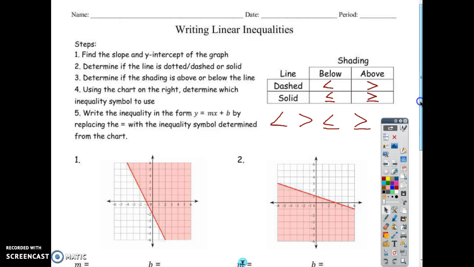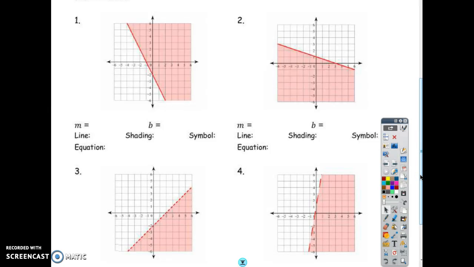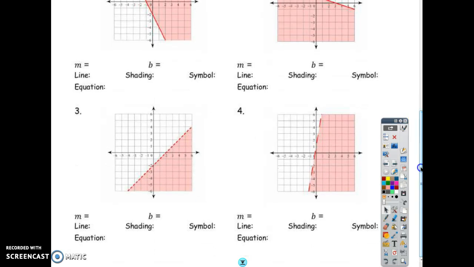Okay, so out of these four, which one do you want me to do? What problem do you want me to do with you? Because you're going to do all four of them, and I can help you with one. Let's do problem number 4. So we're going to do number 4. I'm going to make this bigger.